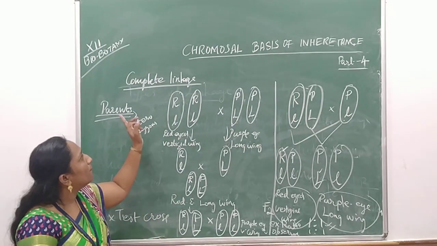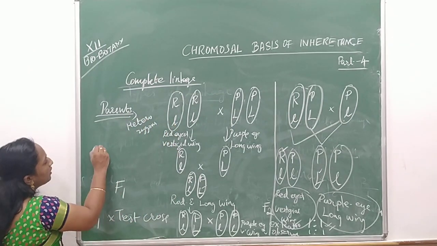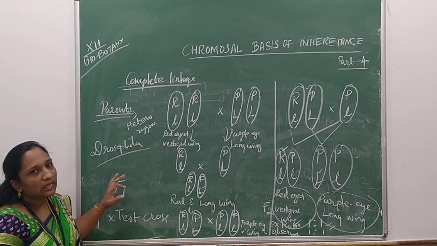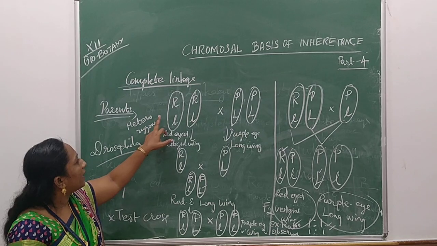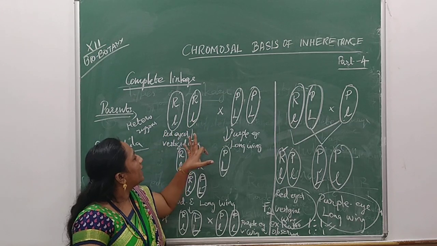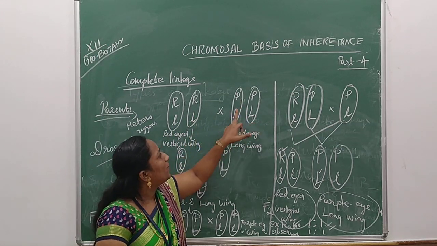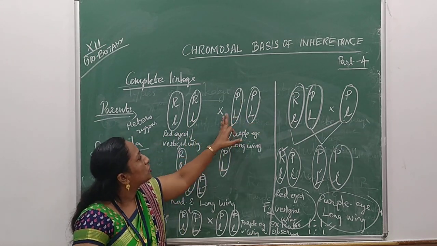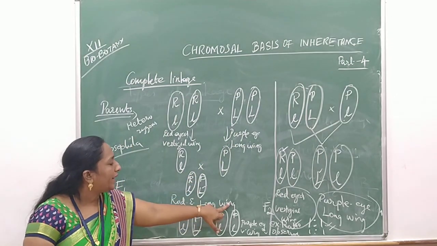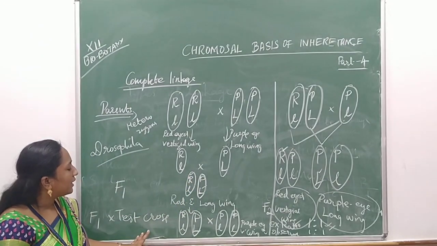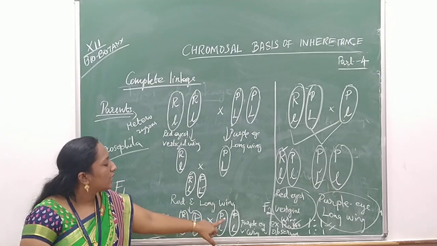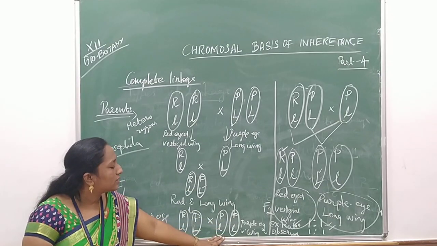So this is about complete linkage. Which species is used here? Drosophila. Children, up to this clear? So in Drosophila they have taken a red-eyed, vestigial-winged parent and a purple-eyed, long-winged parent, crossed them together, and in the F1 generation they got red-eyed long wing. Understood? So again they do the test cross: this hybrid is crossed with the double recessive parent.